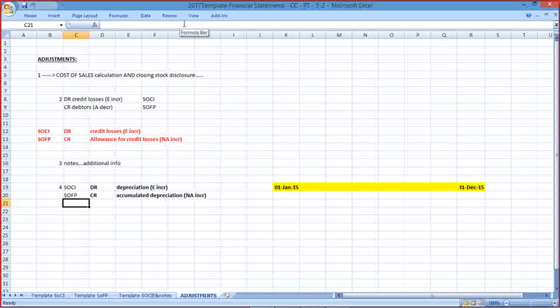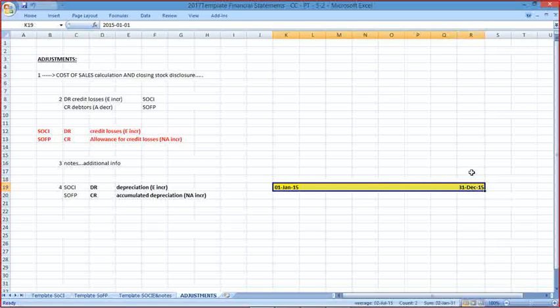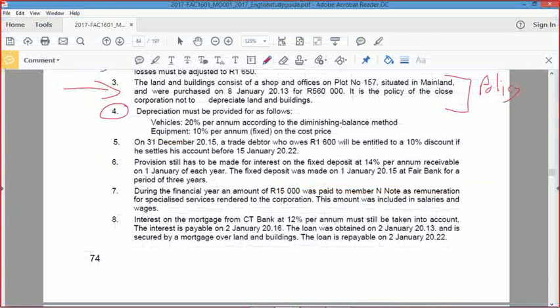Everything in this module is disclosure. They want to know where you're going to be putting all of these different amounts. So as long as you're comfortable getting that, doing the working shouldn't be so bad. So if I do the working, let's go back to the question. You'll see they've given you diminishing balance and straight line. So obviously equipment is easier to account for, right? Yes. So we can start with it. We don't have to do the difficult one first. As long as we cover both, it's fine.